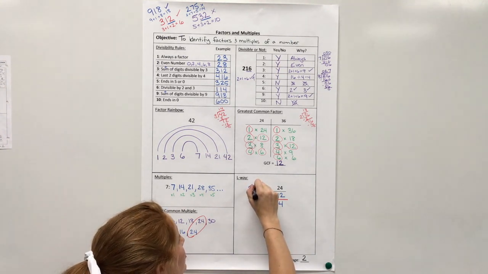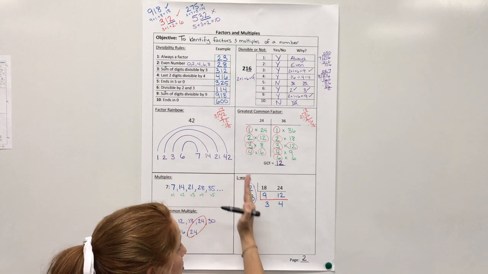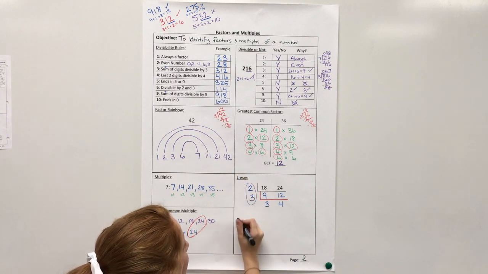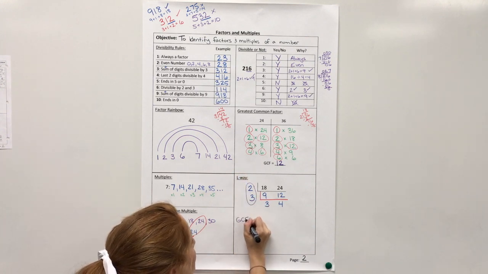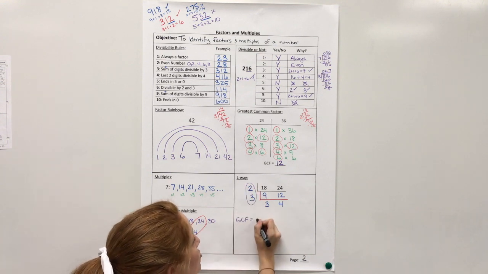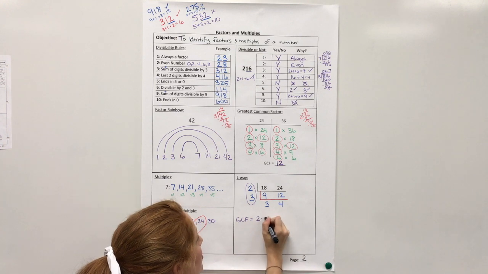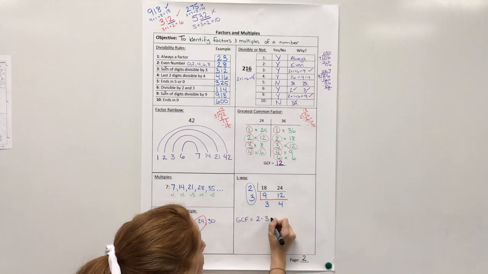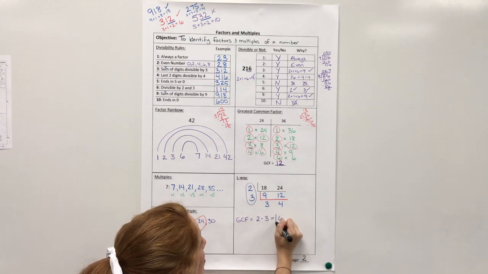So now, here's how I find the greatest common factor. I'm going to just look at these numbers that are on the side of the L, okay? I have 2 and 3, and for the greatest common factor, I will multiply whatever numbers are on the side. So I have 2 times 3. Well, 2 times 3 is 6, so the greatest common factor is 6.